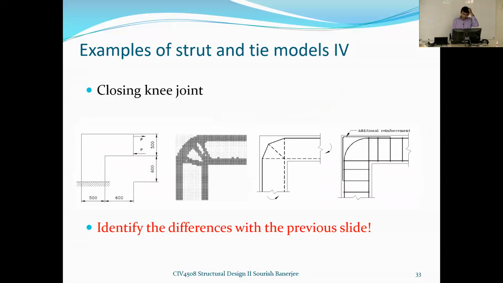Even the next one, which is the closing knee joint, is also a detailing application. Similarly, what we have done in this case, you see the moments are like that, it is actually closing the joint, not opening like the previous one. So I've said identify the differences with the previous slide. The direction of the moment is such that it is closing the joint rather than opening. So there's a tension which is outside, along the outer face. So you have the main reinforcement here.